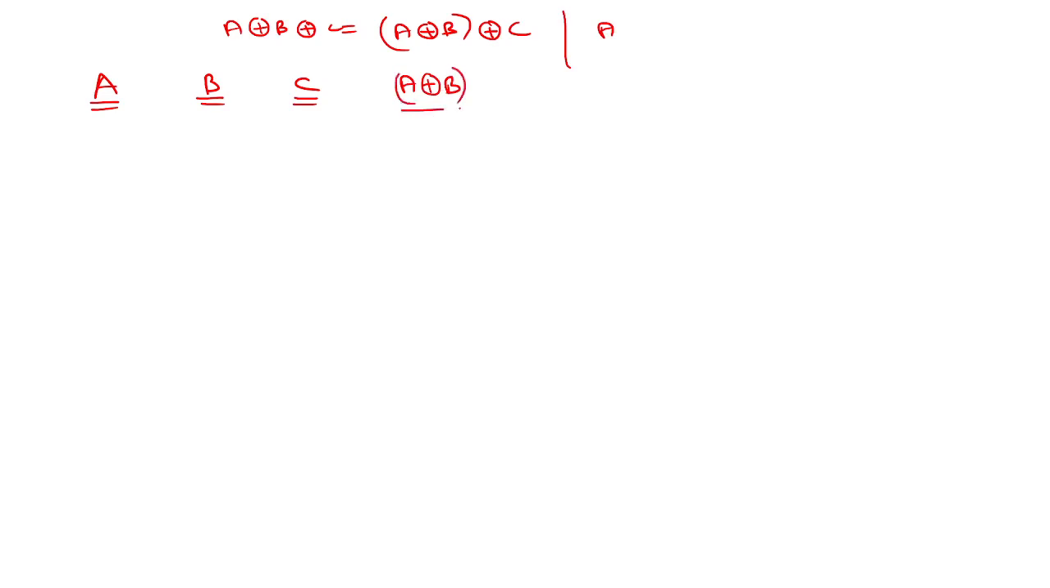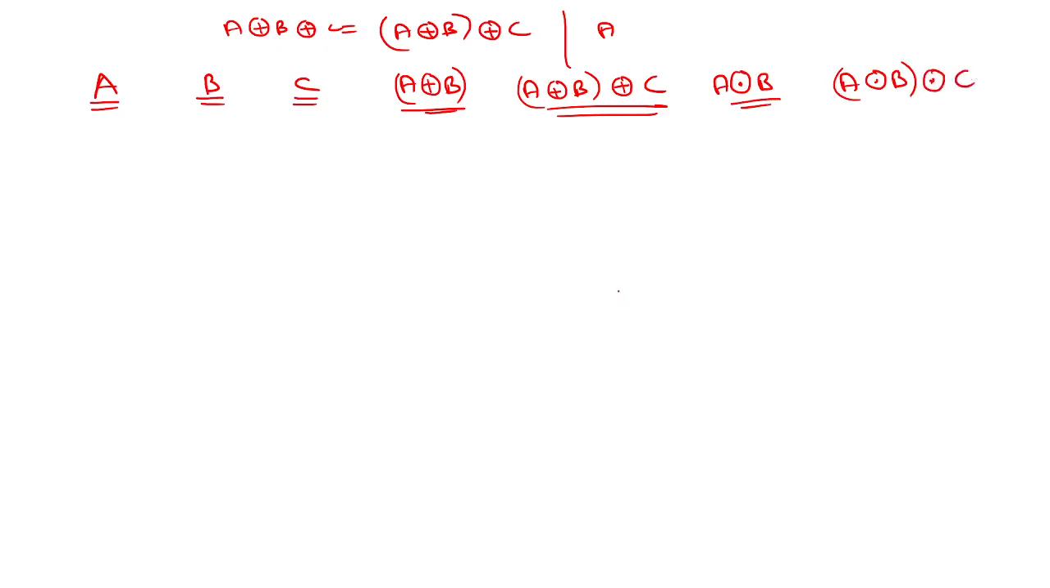Let's compute it. A, B, C, and I can write A XOR B XOR C. I can compute like this: A XOR B I can compute, then I will do XOR with C, right? Similarly, A XOR B I will compute, then whatever result I got, I will do XNOR with C. Then I will compute A XNOR B, and then A XNOR B XNOR C.